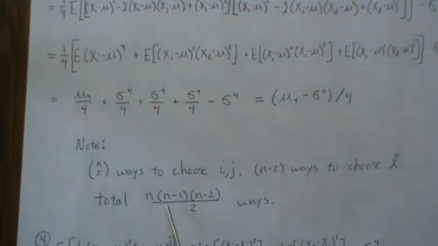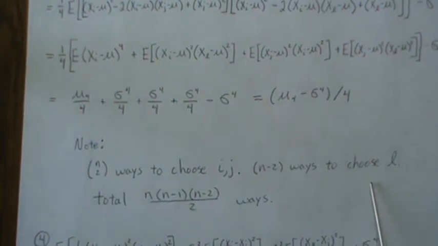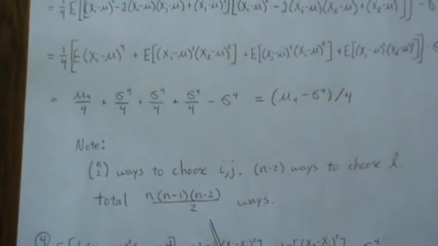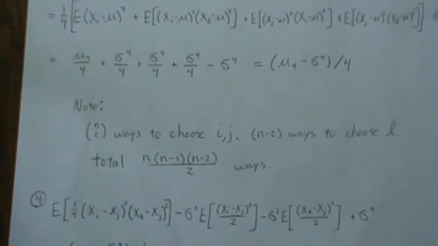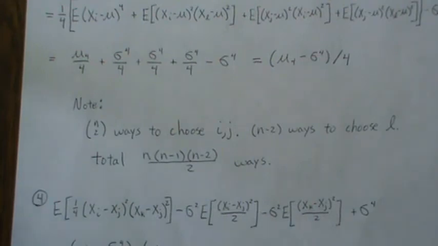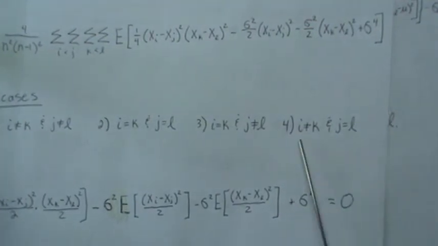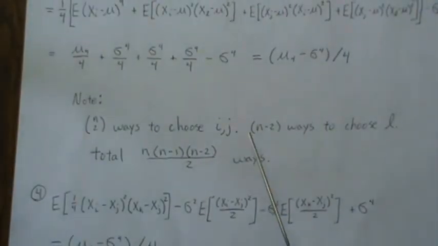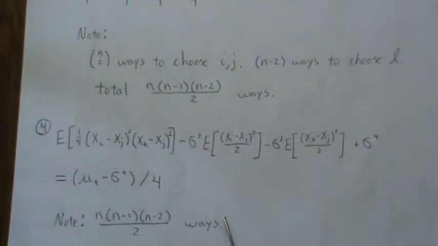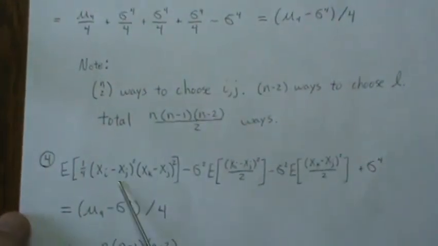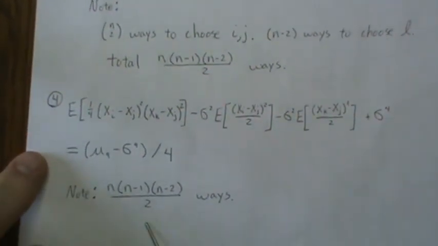So the n minus 1 over 2, that's the n choose 2. And then there's n minus 2 ways to choose the L. So we're going to take this constant times this. Then there's one more case, and that is when J and K are equal and these are not. It's so similar to case 3 that I'm going to hand wave, and we end up getting the same constant, and it's the same number of ways.